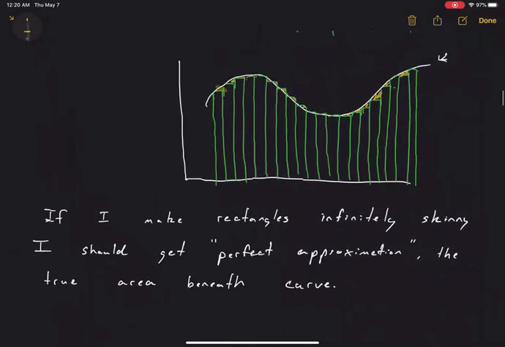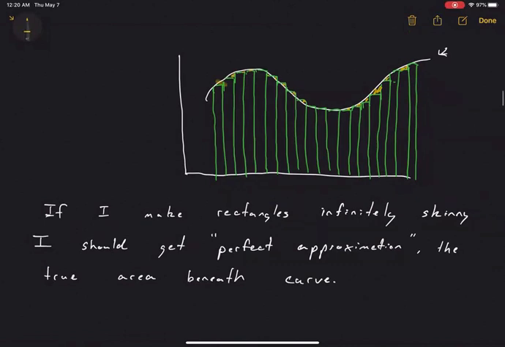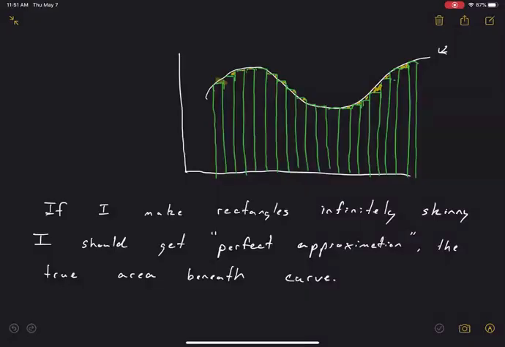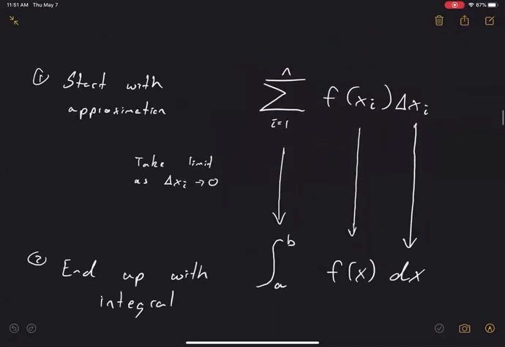So what does that even mean? What does it mean to make these rectangles infinitely skinny? Well, that's where we start going from just adding stuff up to actually getting an integral. This idea of making these rectangles infinitely skinny is where we start getting the special machinery of the integral. So let's just write down what we're saying. We're starting with this finite approximation. We're approximating our area with rectangles.